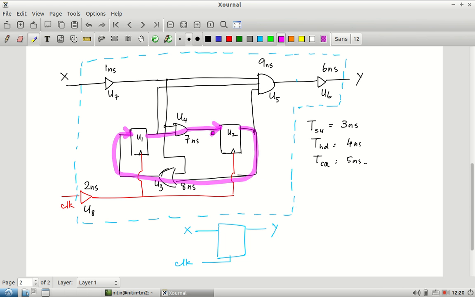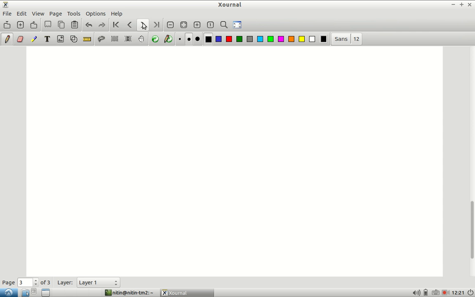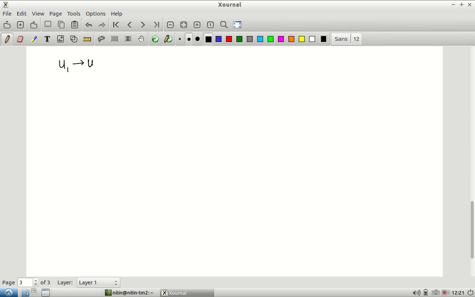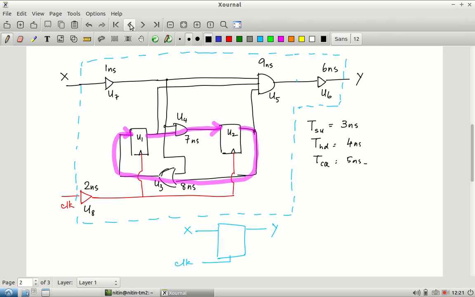Relatively speaking, this is actually a very simple circuit. There are only two paths that start at a register and end at another register. It doesn't matter how many paths there are, the procedure that I follow is still going to be the same. I need to write down the constraints for all of them and see which one is the greater one. So what would that be? Essentially, the first path goes something like this: U1 through U4 to U2.